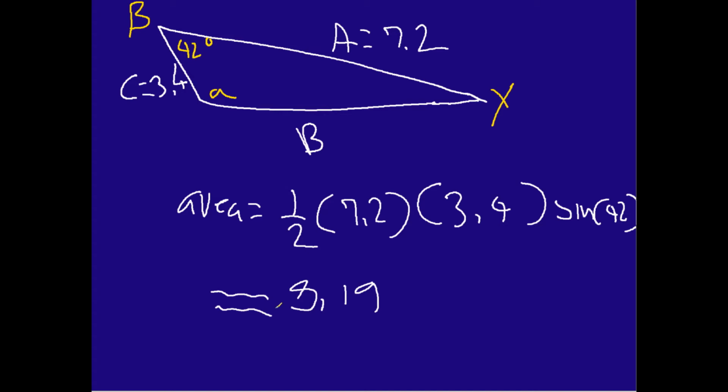So without knowing the height, we were able to calculate the area because we knew one of the angles of one of the vertices. All right. So let's do one more. Now this is going to be a little bit more complicated. This time, what we're trying to do is find the height of the triangle. So it's going to be a little bit more complicated, if you will.